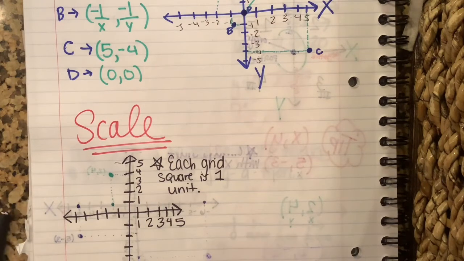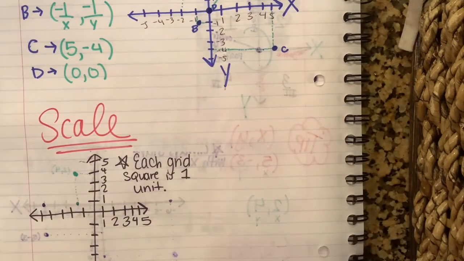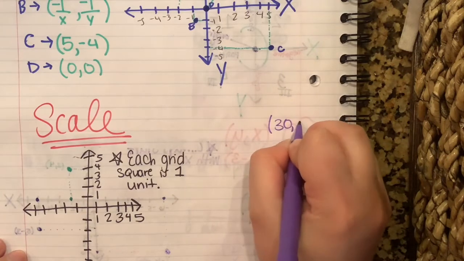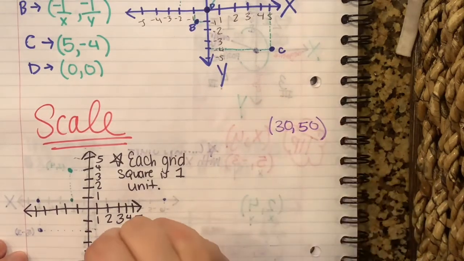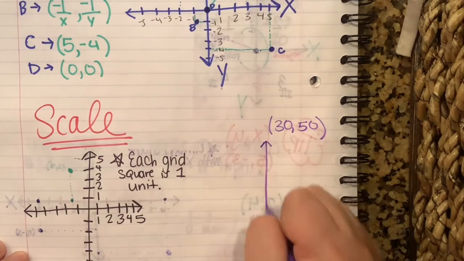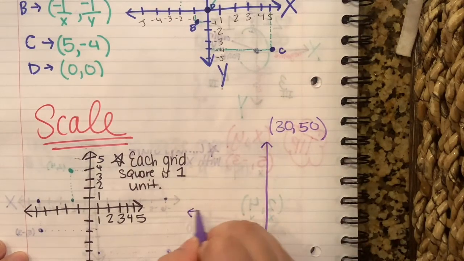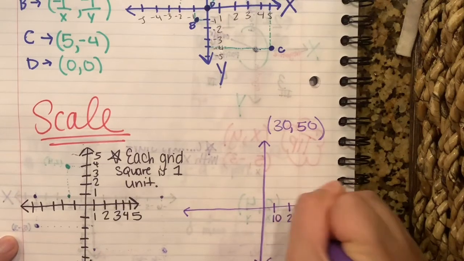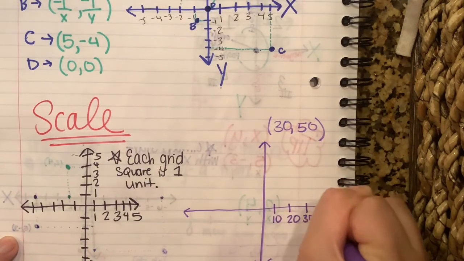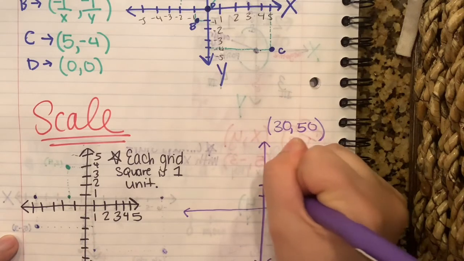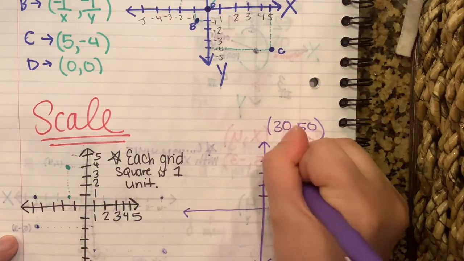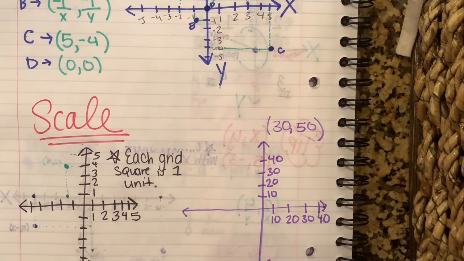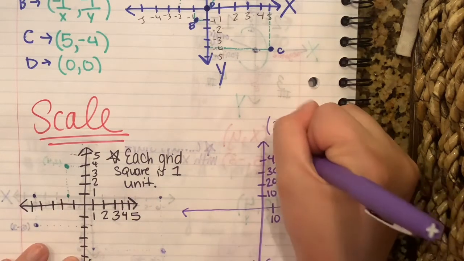Now on the other hand, let's say we had some really large ordered pairs. Like maybe we were given an ordered pair that was 30, 50. We wouldn't count by ones. Instead, we might decide to count by 10. So check it out. If I go 10, 20, 30, 40, 10, 20, 30, 40. See how I'm counting by 10s there? I would say each grid square is 10 units.